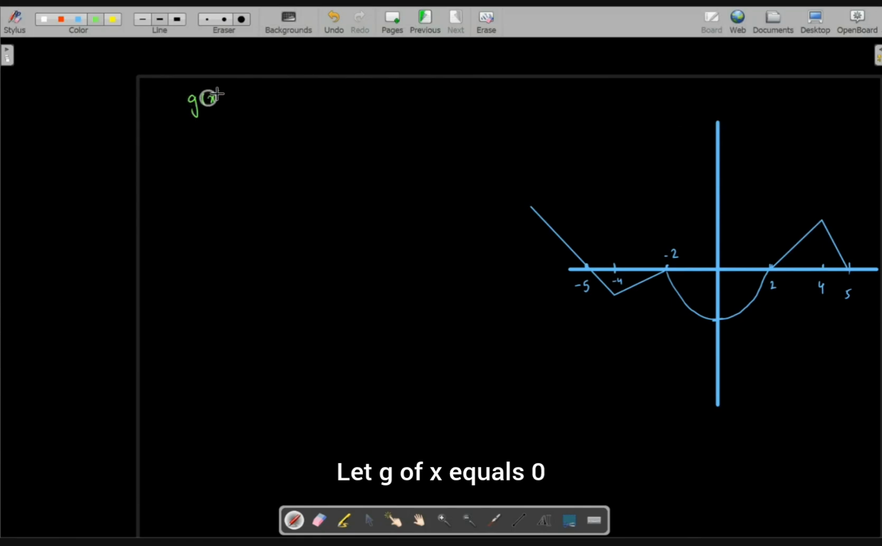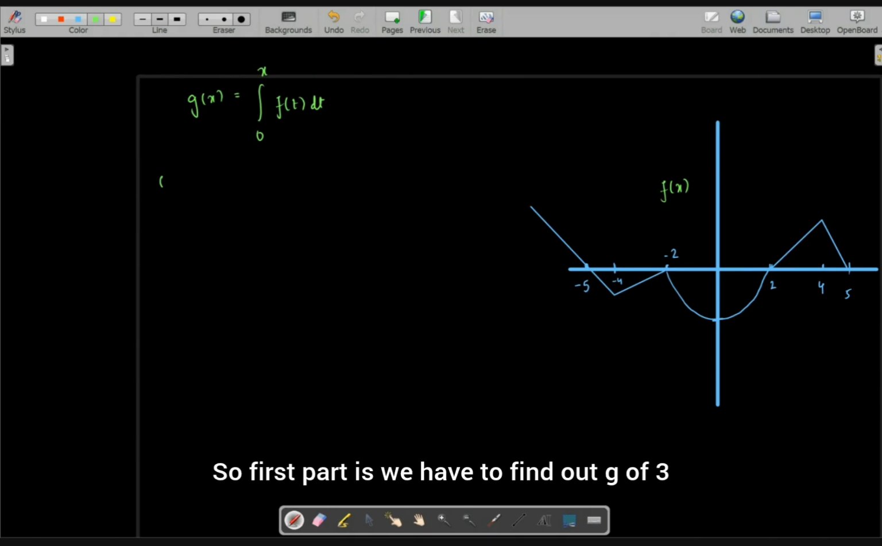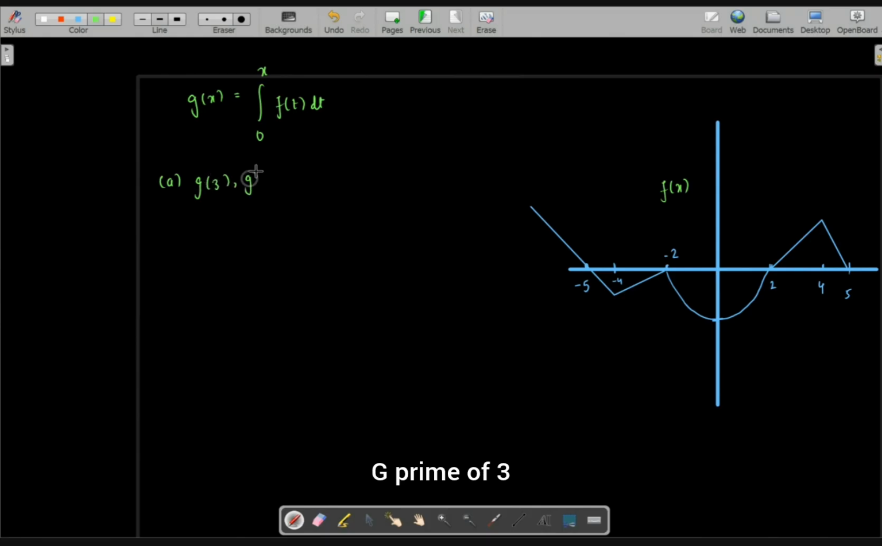Let g of x equal the integral from 0 to x of f(t) dt, and this graph is of f of x. So the first part is we have to find g of 3, g prime of 3, and g double prime of 3.